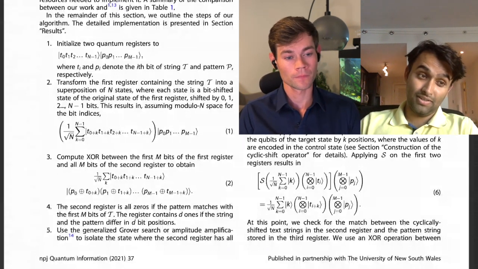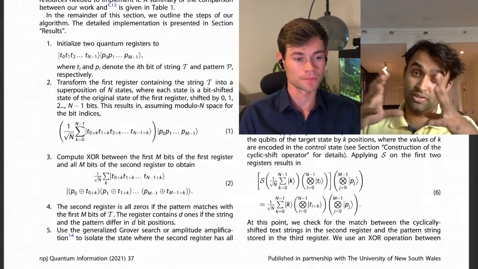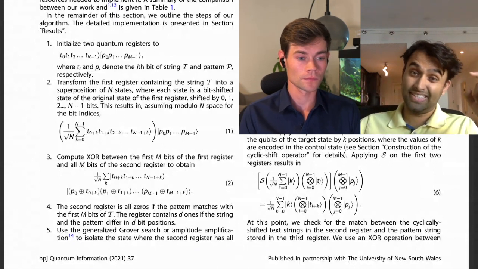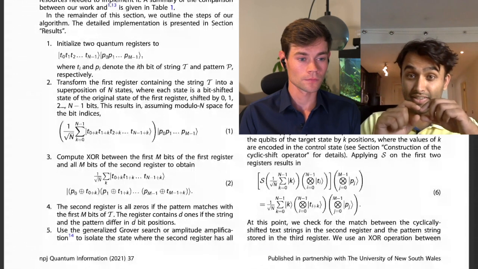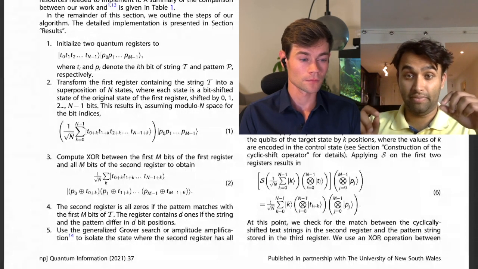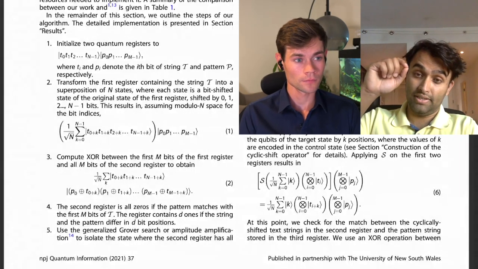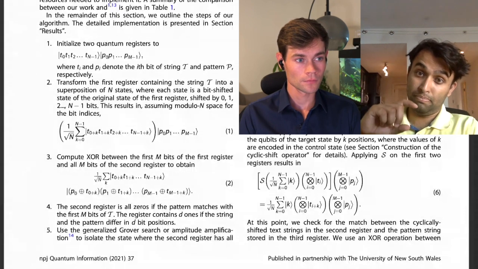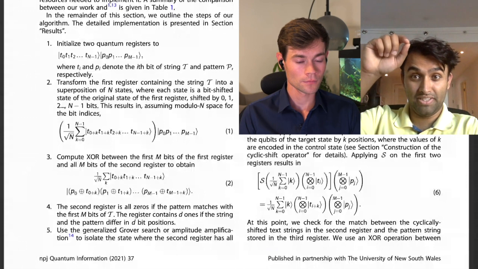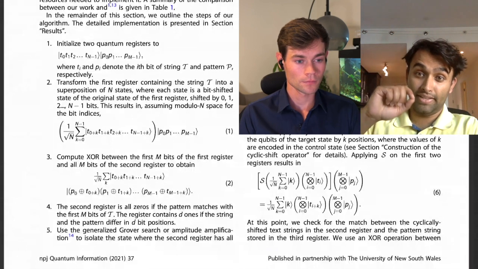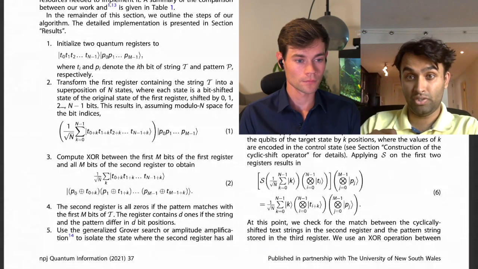So there are two relevant numbers. The first number is the size of your string, and that's n. And there is the size of the pattern, which is k. For each bit in a pattern, I want to compare against its corresponding bit in the string. So I have k comparisons to make, one for each bit in the pattern.